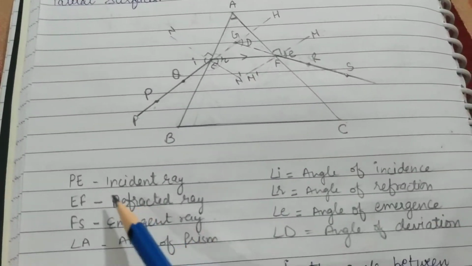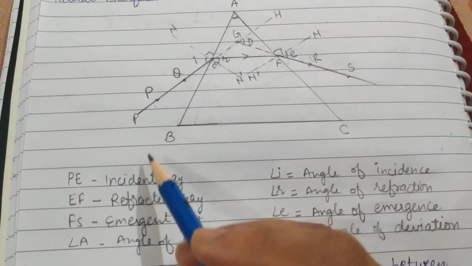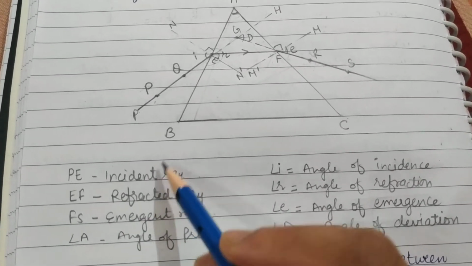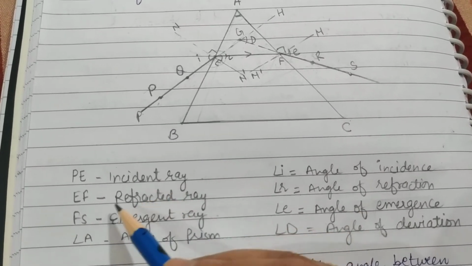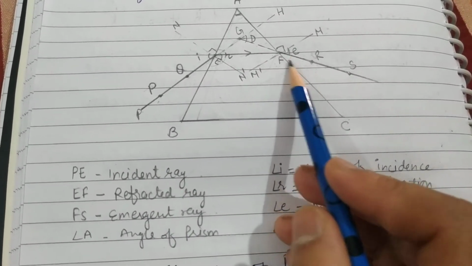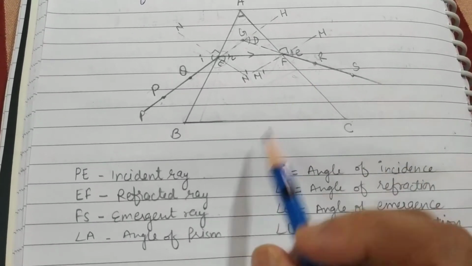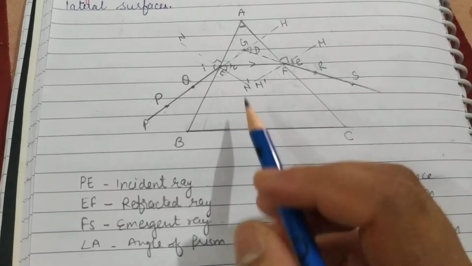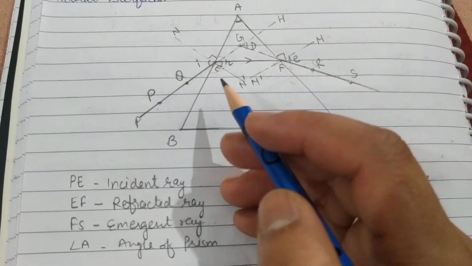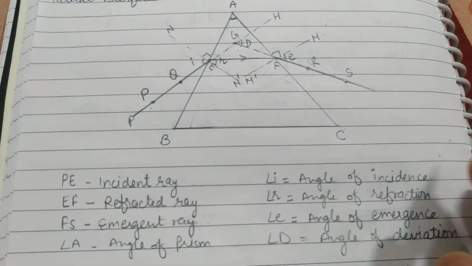So let us see PE. This is PE, that is the incident ray. PE is the incident ray, EF is the refracted ray, and FS is the emergent ray. Angle A is the angle of prism. It can be 45, 50; it depends on the prism.